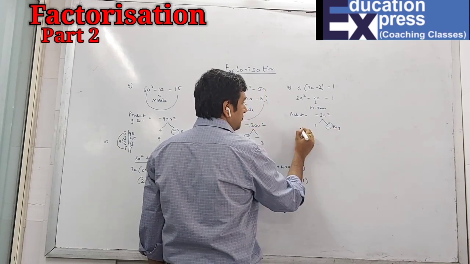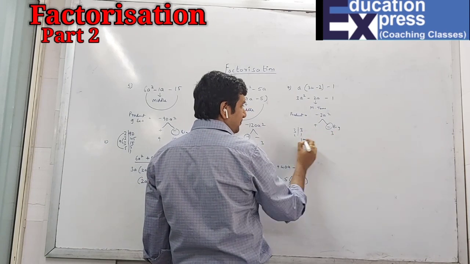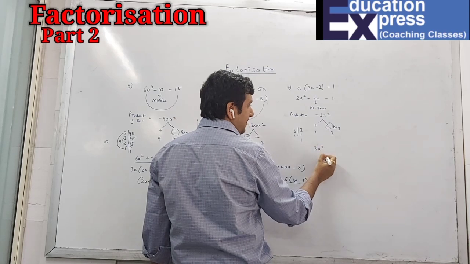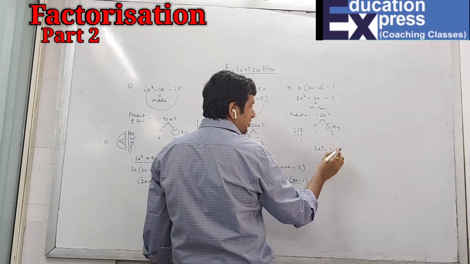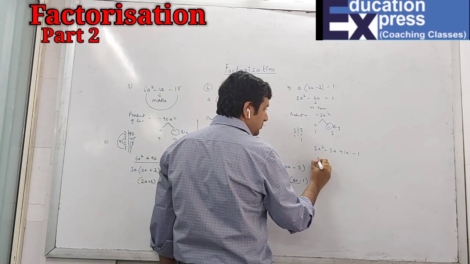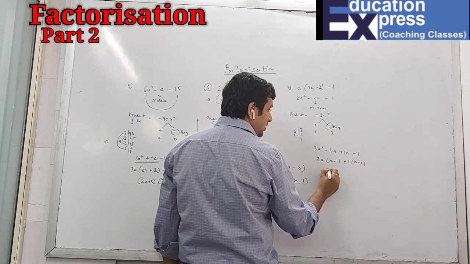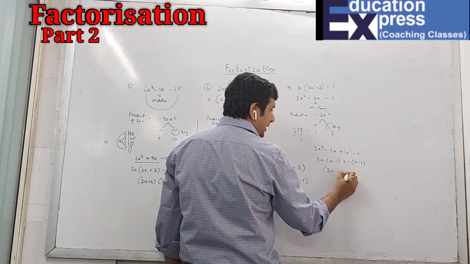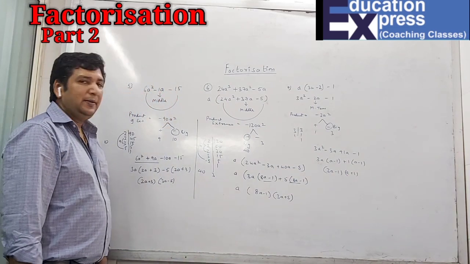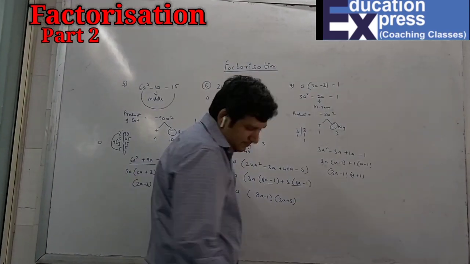So factors, 3 1s are 3, we all know. So the bigger number will be 3 minus 1, that is this. So 3a square minus 3a, next to 3, plus 1a minus 1. What is common? 3a, a minus 1. Here nothing is common. a minus 1. 3a minus 1, a plus 1 is the answer. Everyone understood it properly? Now question number 8.